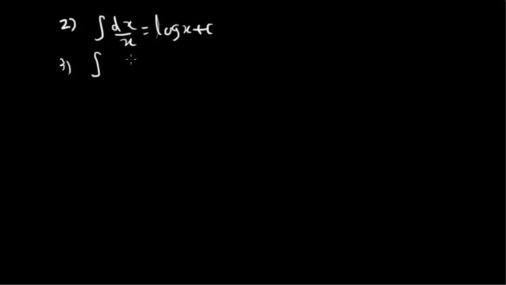Now we have the third one, the integral of dx by root x. Now the differentiation of root x is 1 by 2 root x. So here we have not 2 root x but root x. This 2 you can put here, that is 2 root x plus c. Why? When you differentiate this root x, 1 by 2 root x, 2 cancels, you get 1 by root x. Differentiation of c is 0. Therefore, the integration of 1 by root x is 2 root x plus c.